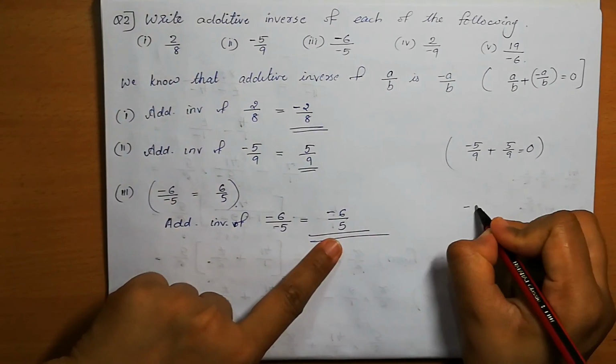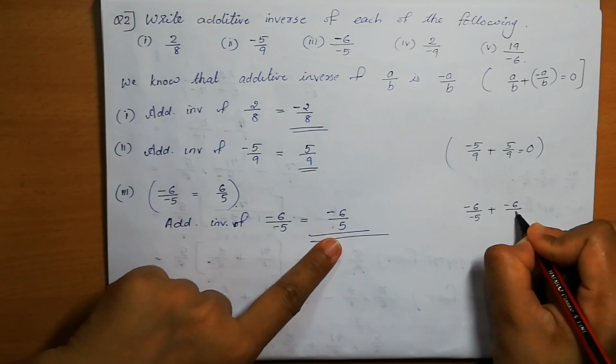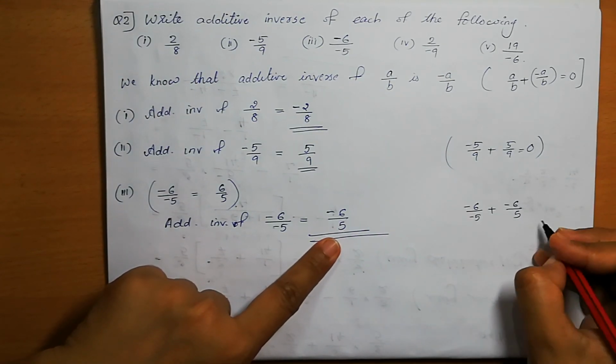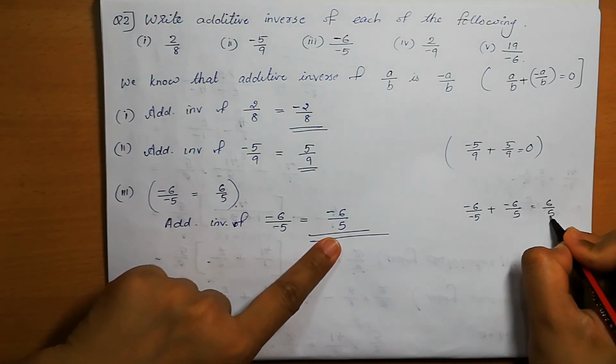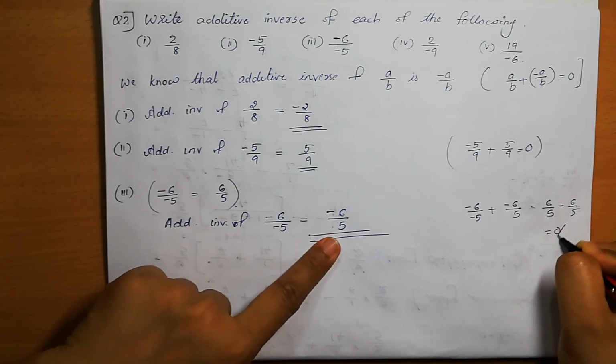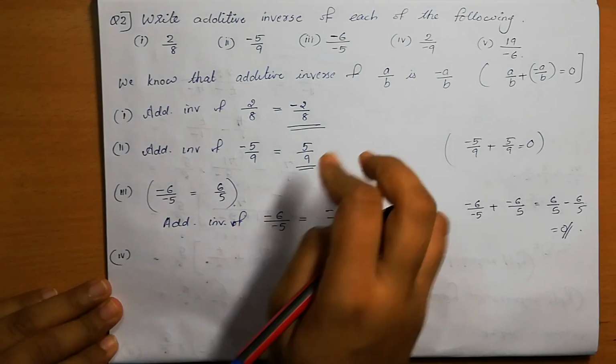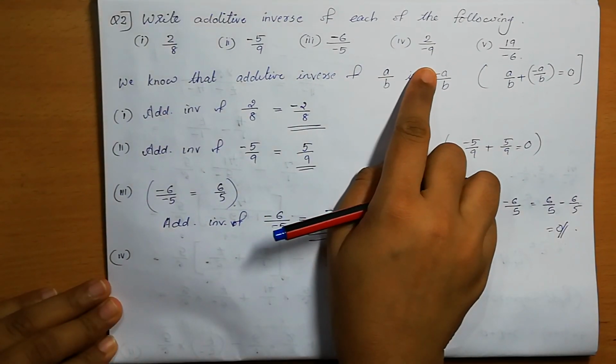We can verify minus 6 by minus 5 plus minus 6 by 5. Minus minus cancel. This become 6 by 5. 6 plus minus, right? 6 by 5 equal to 0. Correct. Next fourth one. Additive inverse of 2 by minus 9.